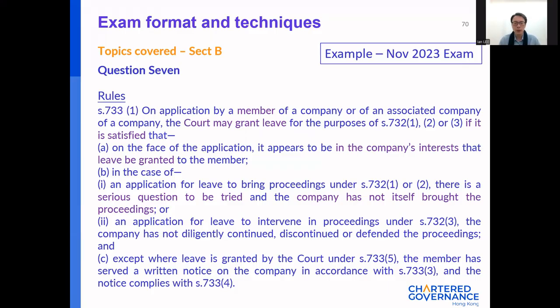So in the case of an application for leave to bring proceedings, there's a serious question to be tried and the company has not itself brought the proceedings. So it cannot be a minor matter; it must be a serious question that needs to be decided by the court. And more importantly, the company has not itself brought the proceedings. This section is for a member to bring proceedings on behalf of the company. If the company is already doing that, of course, there's no need for the member to bring the proceedings on behalf of the company. Otherwise, you have a duplication.